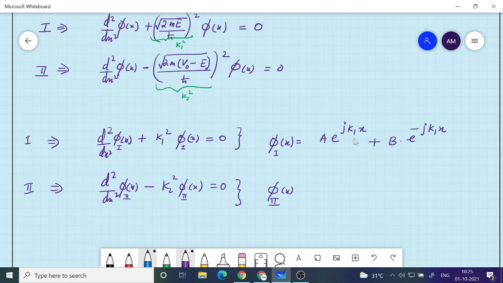Okay, so in region 2, what is the difference? If you try to solve this equation, the answer is basically some other constant C e raised to minus k2 x plus D e raised to plus k2 x. You can see that for this particular equation, if you take either of these, it is a valid solution. But if j is there, it will not satisfy the cancellation.